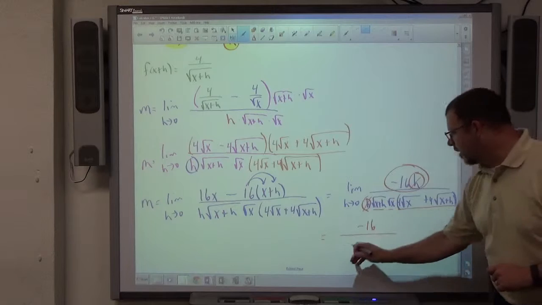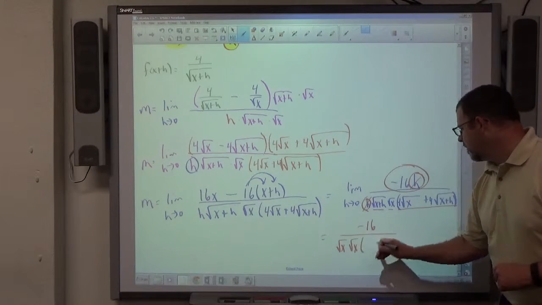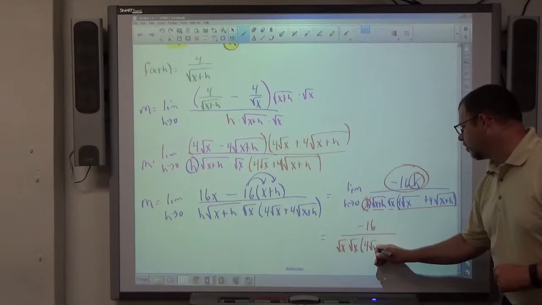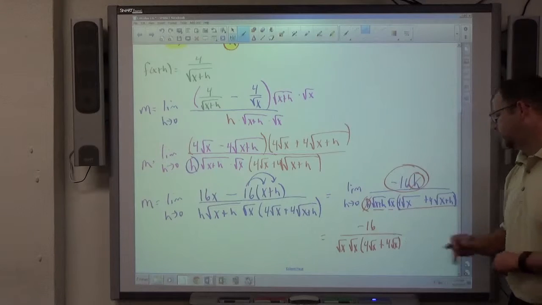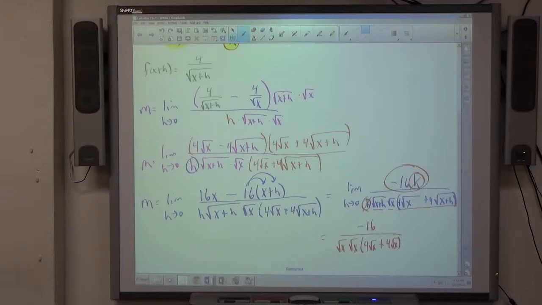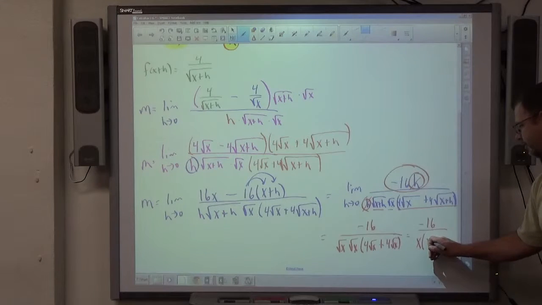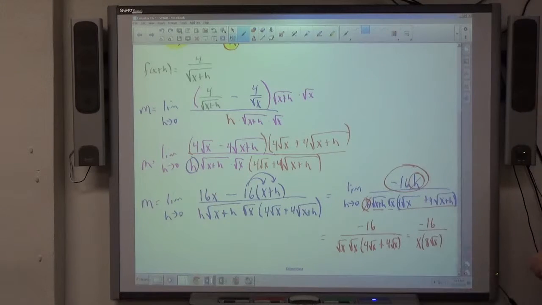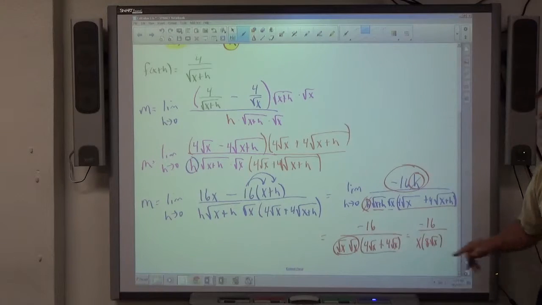The square root of x plus 0 is going to be the square root of x. The square root of x is going to be the square root of x. 4 times the square root of x is going to be 4 times the square root of x. And 4 times the square root of x plus h is going to be 4 times the square root of x. Finishing this out, I get negative 16 on top. I get x times 8 times the square root of x. Square root of x times itself is x, right? 4 square root of x plus 4 square root of x is 8 square root of x.